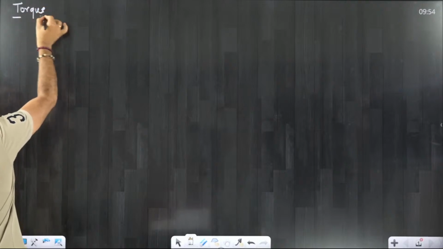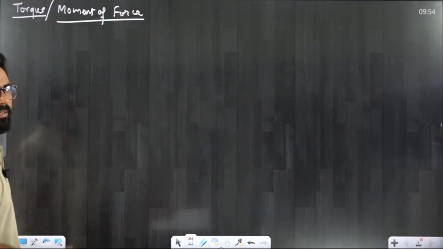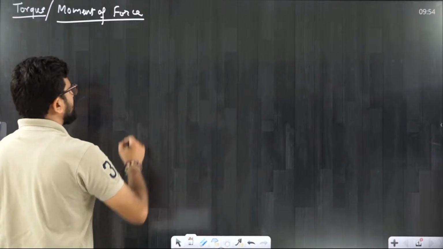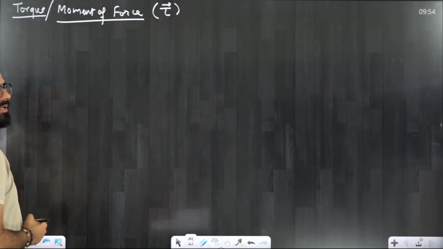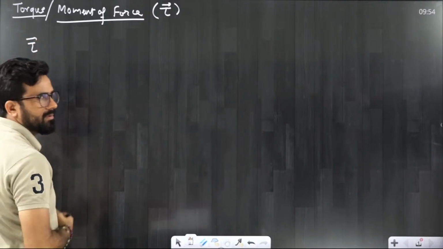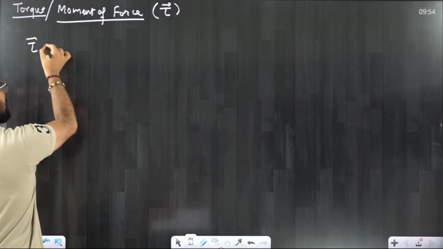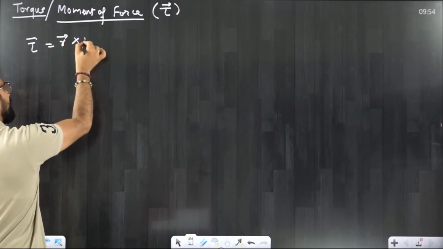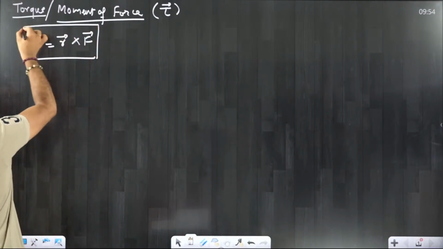We call it torque, or one more term we are using, the moment of force. The one simple term we are using is torque or moment of force. It is generally denoted by tau. It's a vector quantity, and first we write its mathematical expression, then we will go into detail about it. Tau is equal to r cross F vector. So this is the r cross F vector. Very simple, we are writing it.